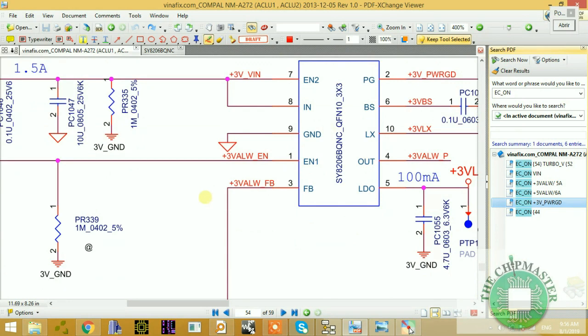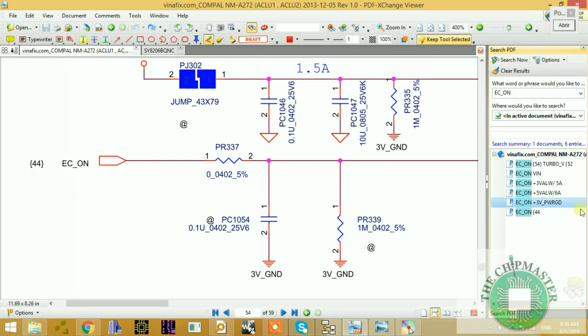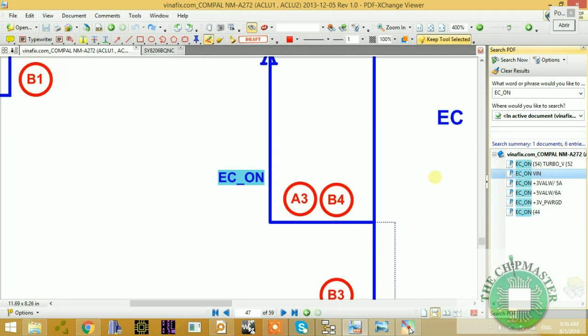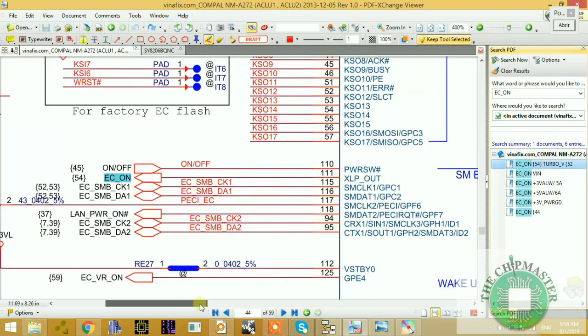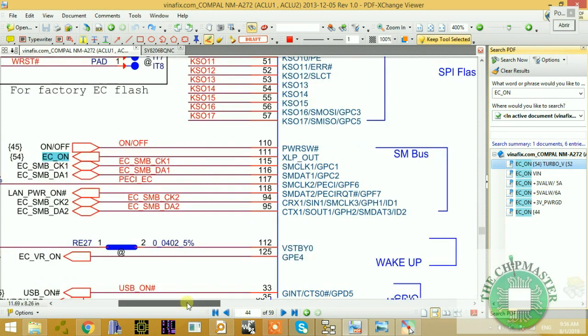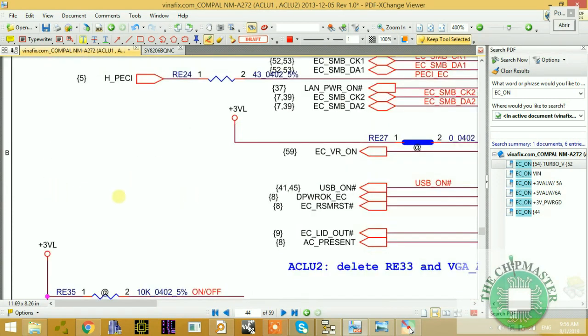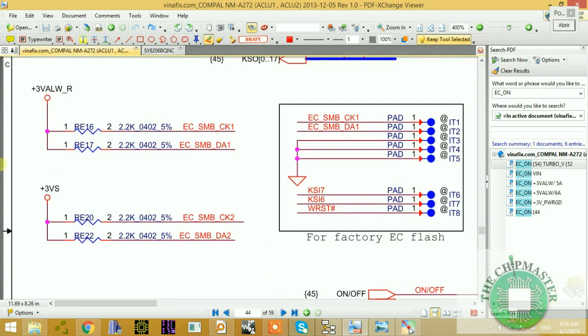Right, let's go for the 3 volt first. EC on, as you can see, here it is. Right, beautiful. So EC on is coming to here, to turn on the chip, to turn on 3 volt PWM. Remember, PWM voltage is different from a linear voltage. This is a PWM voltage. This is a linear voltage. This is a switched voltage. This is after the board is being powered on, fully on, S0 state.